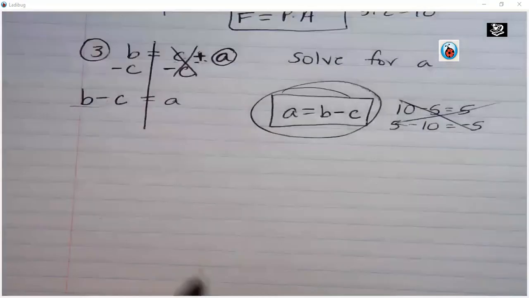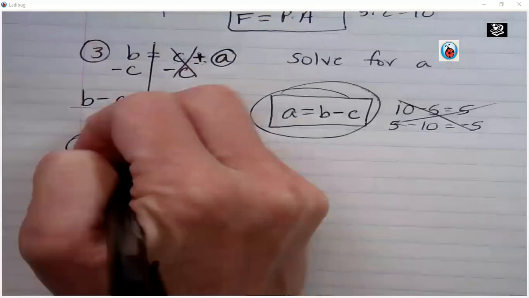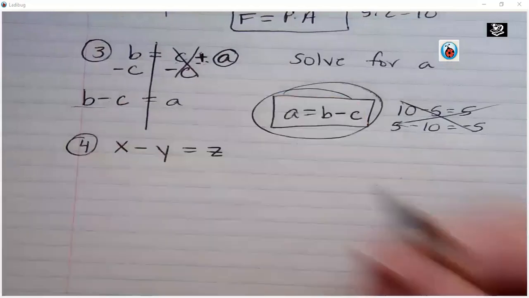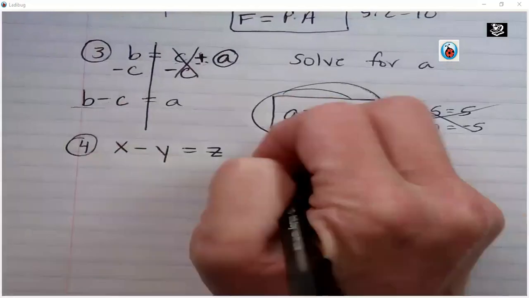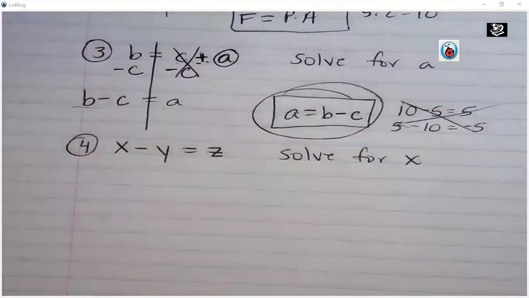All right, let's do another one. Number 4. X minus Y equals Z. Solve for X. All right, give you a minute to write it down. X minus Y equals Z. Solve for X.